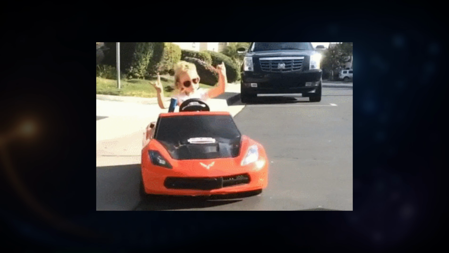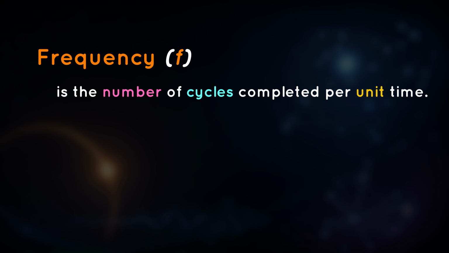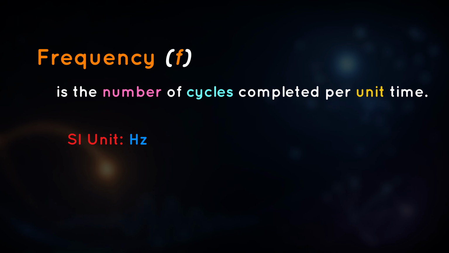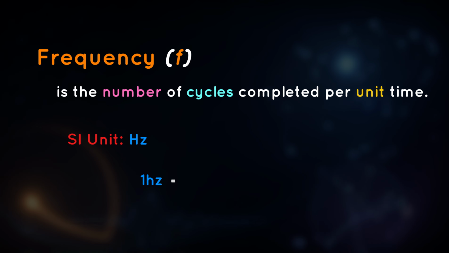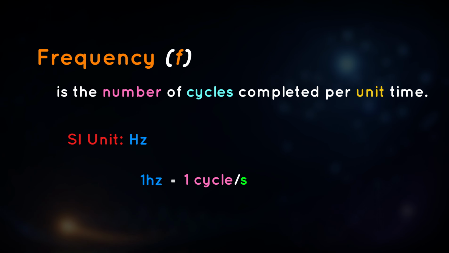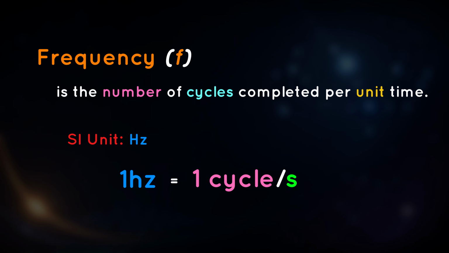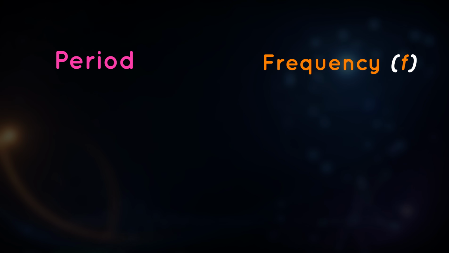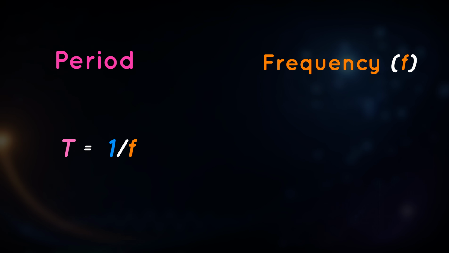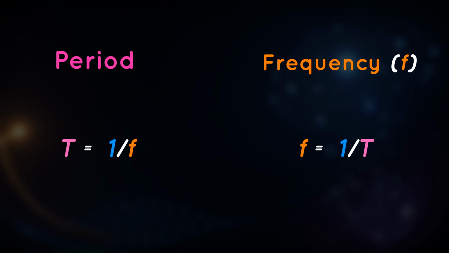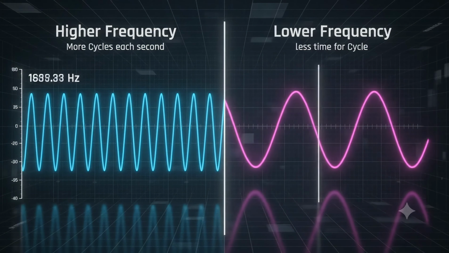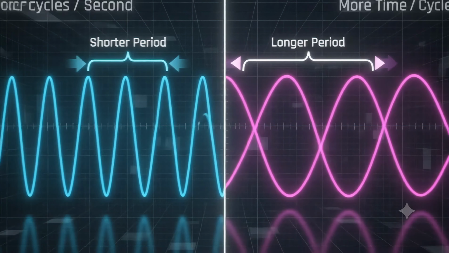We can describe the same motion another way. Frequency, written as f, is the number of cycles completed per unit time. Its SI unit is the hertz, written as Hz. 1 hertz means 1 cycle every second. So 1 hertz equals 1 cycle per second, or 1 per second. Period and frequency are opposites. T equals 1 divided by frequency, and frequency equals 1 divided by T. Higher frequency means more cycles each second, and therefore less time for each cycle.